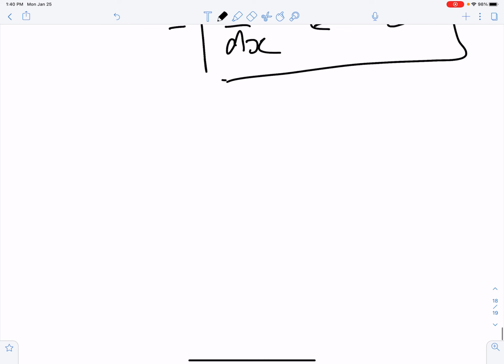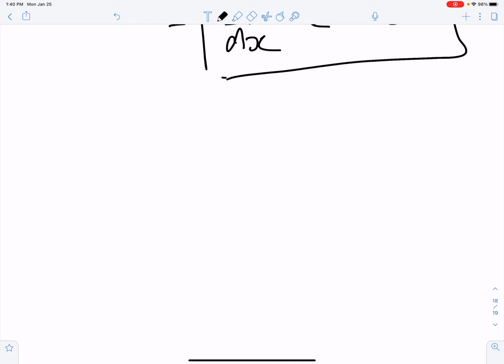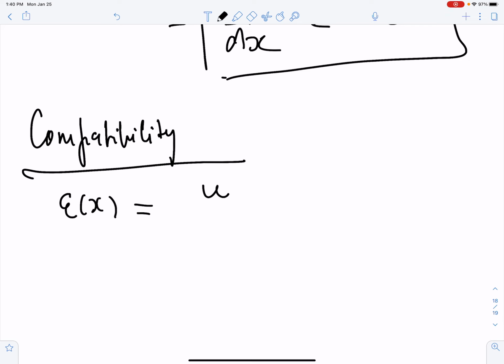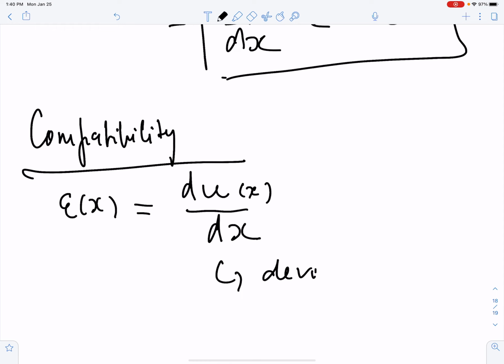Good. So our compatibility states that epsilon of x, which at every point is going to be different, is obtained by taking u, the displacement at every point along the bar in the axial direction, think of it as a function of x, and differentiating with respect to x. This is a derivative.